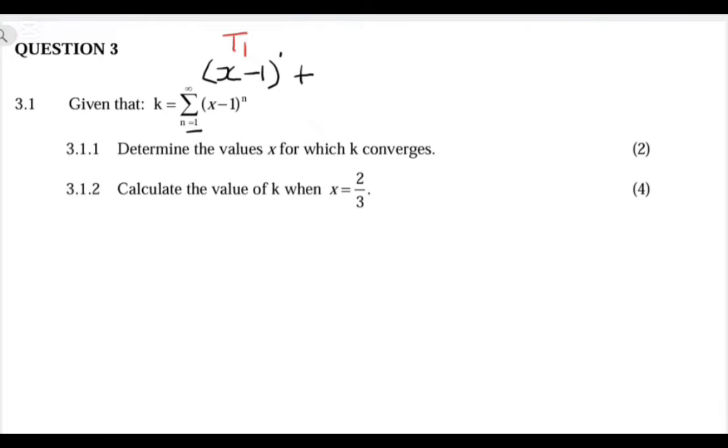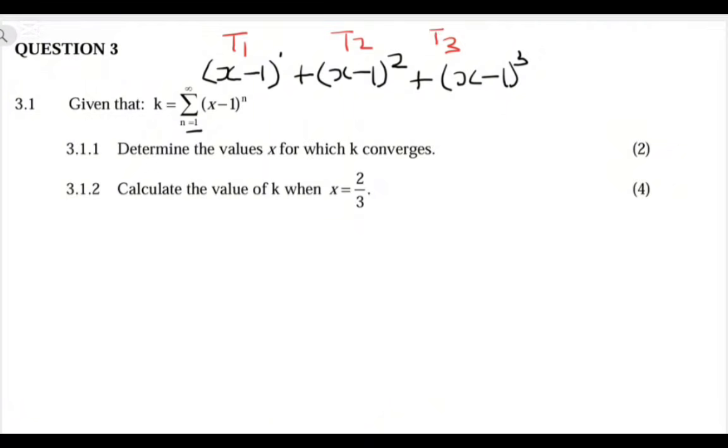So plus, we also have to find term number 2 and term number 3. Term number 2 is going to be (x minus 1) squared, and then plus term number 3, which is (x minus 1) cubed. What we need mostly is not all this. We need the ratio first.